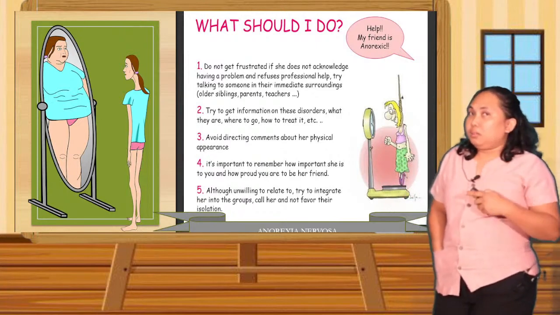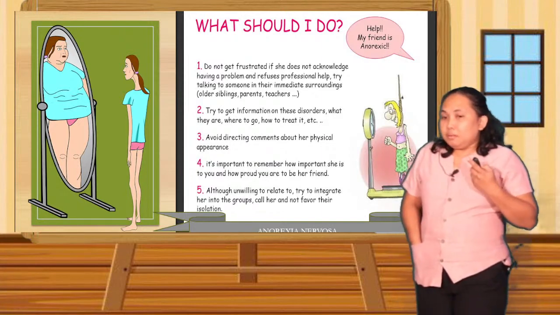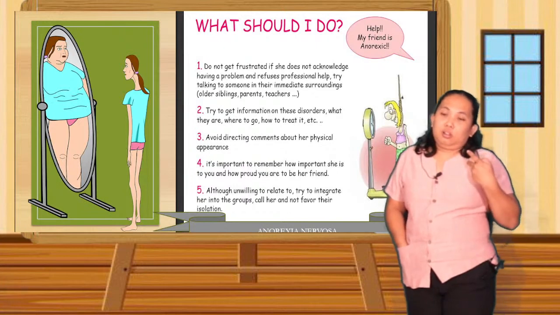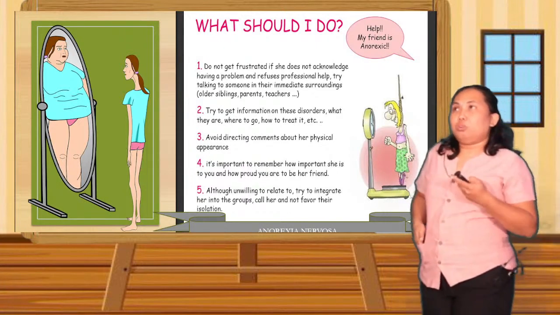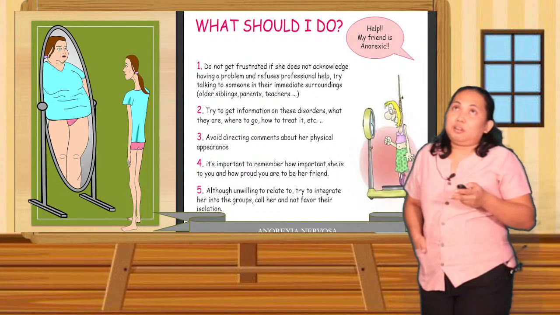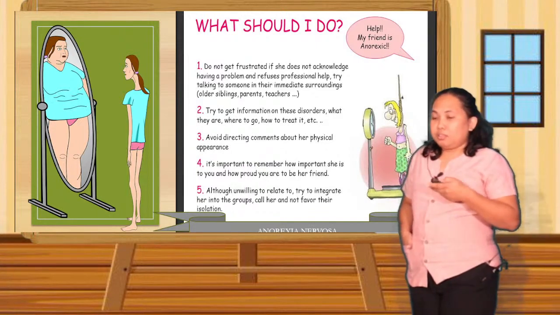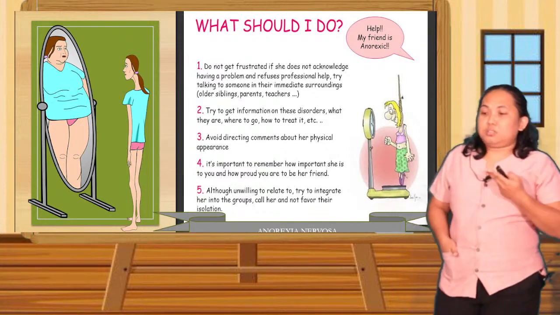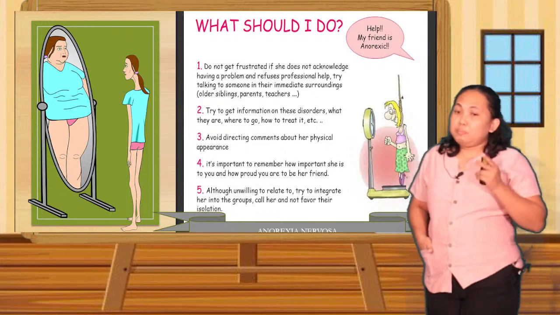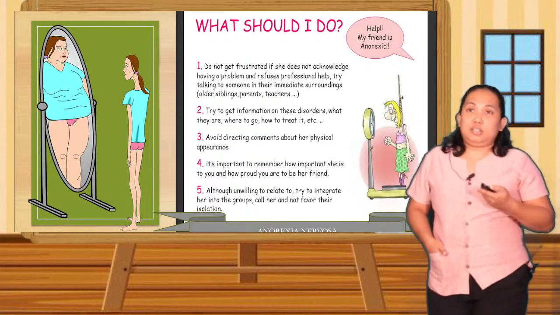Okay? So number 1, do not get frustrated if she does not acknowledge the problem. Why? Because we all know that an anorexic client is not merely thinking about their actual physical appearance only, but they also tend to have emotional problems. They also have social problems. Maybe they are triggered, they are being pressured. That's why we must ask the siblings, the parents, the teachers, or whoever is close to that person. We must know the main reason why that certain individual fell into that kind of illness.